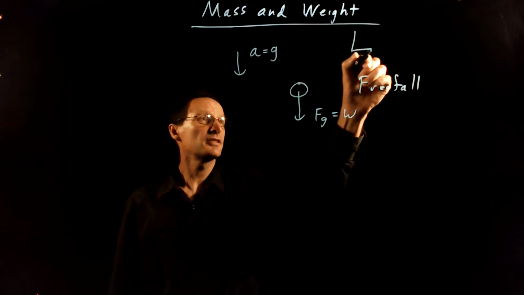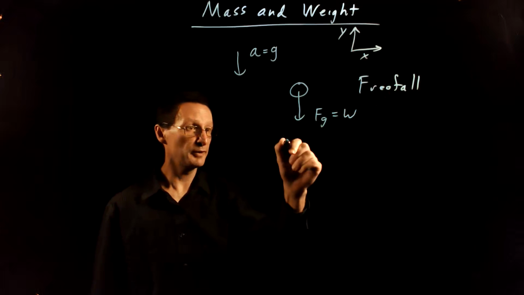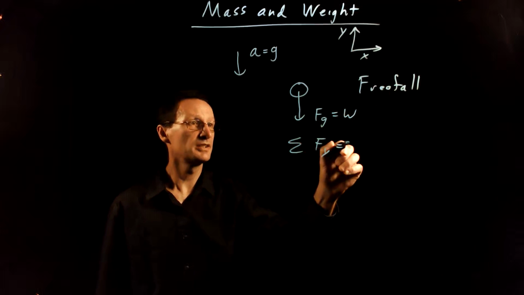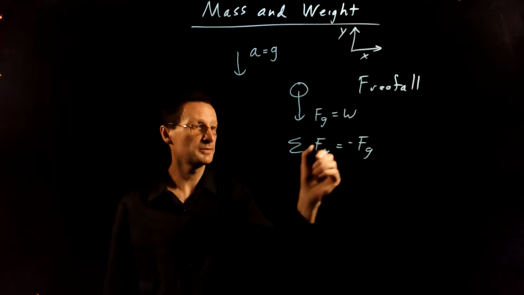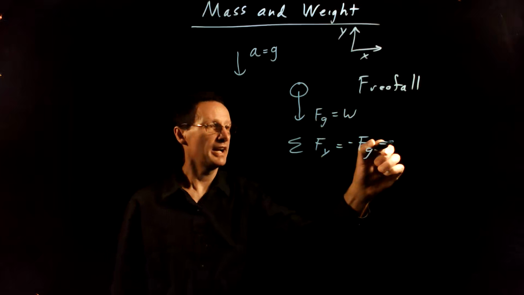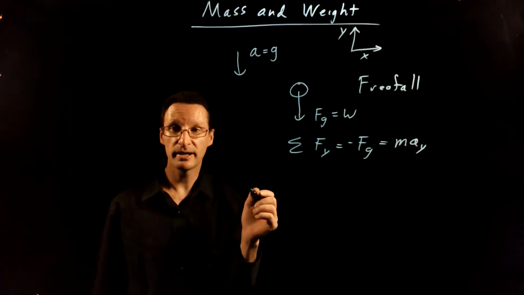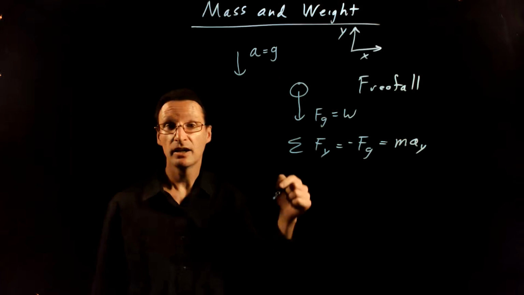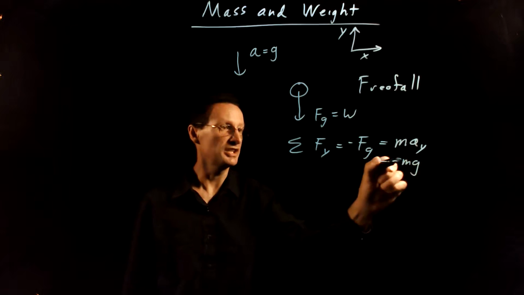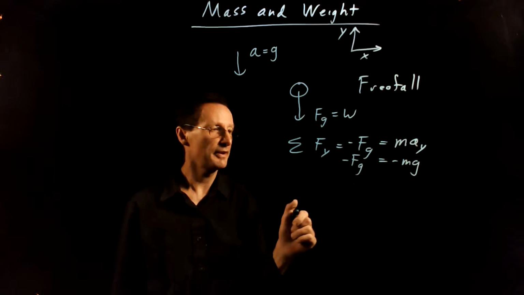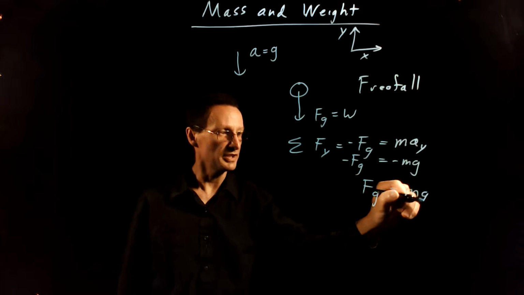Okay, and if we use a standard xy coordinate system, then if we sum our forces in the y direction, this would give us Fg down. That's in the negative y direction, so I put a negative sign there. And then I set that equal to ma in the y direction. But I already know that my acceleration in the y direction is g down, which according to our coordinate system is negative g. And so this becomes negative mg. Negative Fg is equal to negative mg.